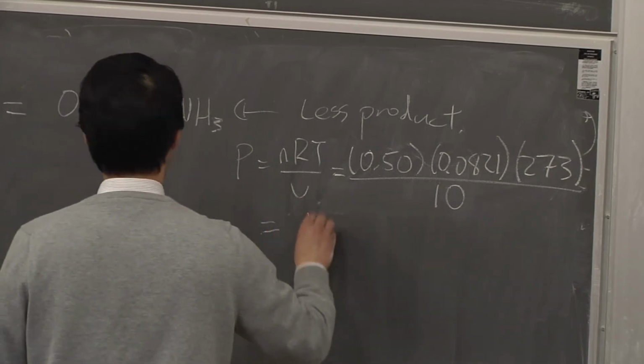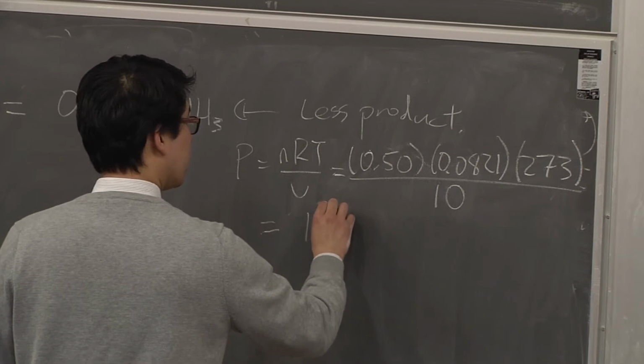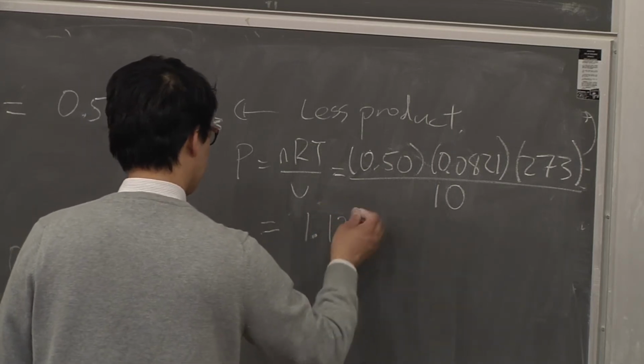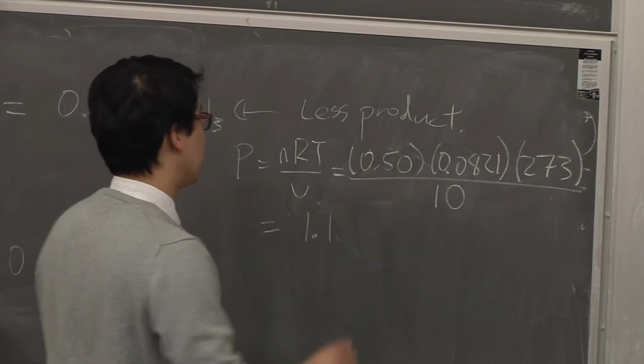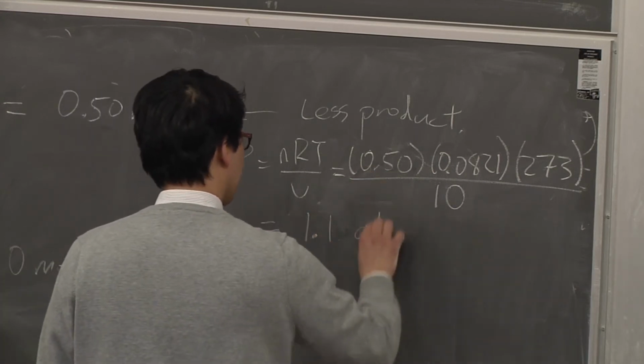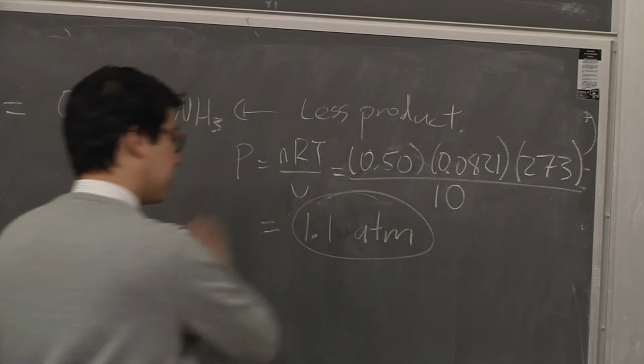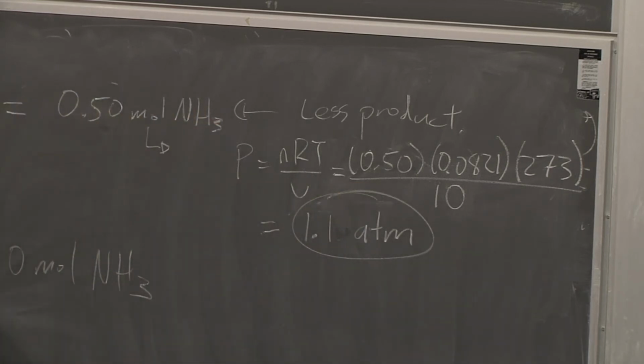And that's 1 point what? 1.12 something. Actually, it's just going to be 1.1 because we have two significant figures here. So 1.1 atm. So that gives us the partial pressure of NH3.